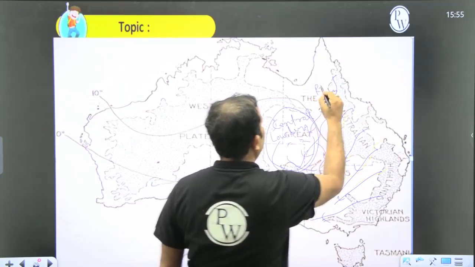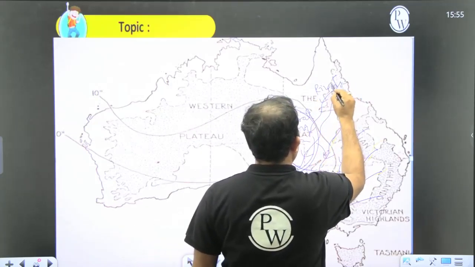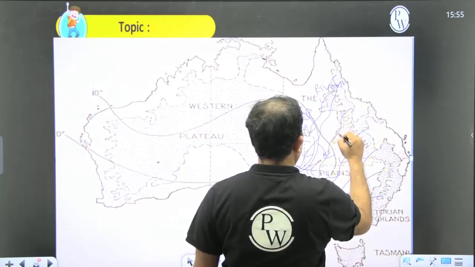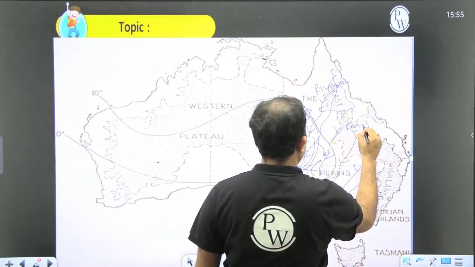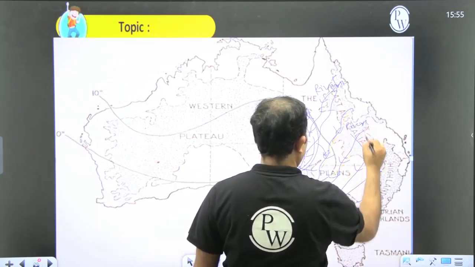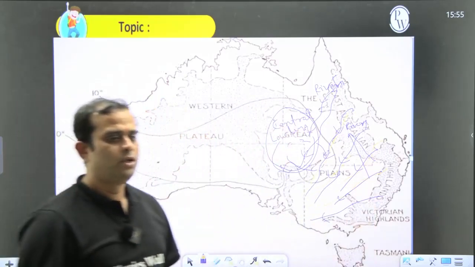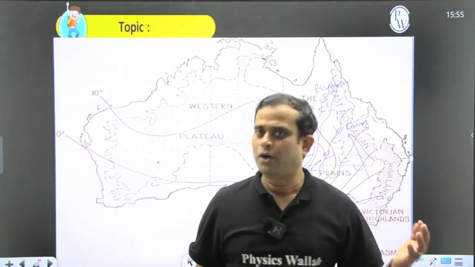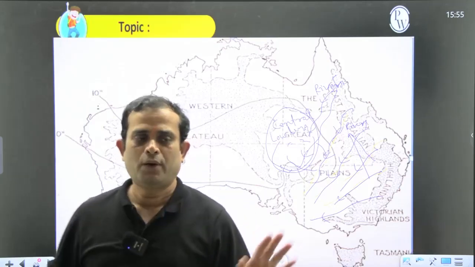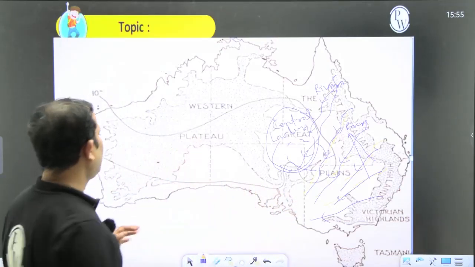So these are the main rivers, the river systems. Basically these are the rivers that flow downwards towards the central lowland. Is it clear now? Is it clear? Right?